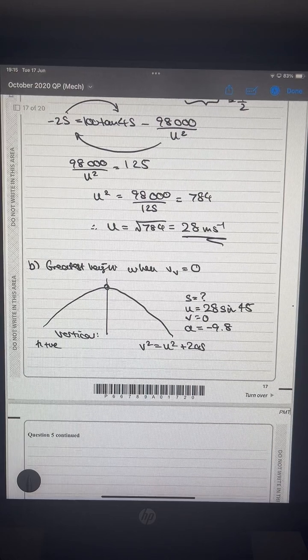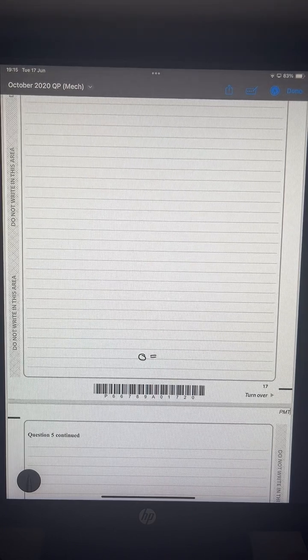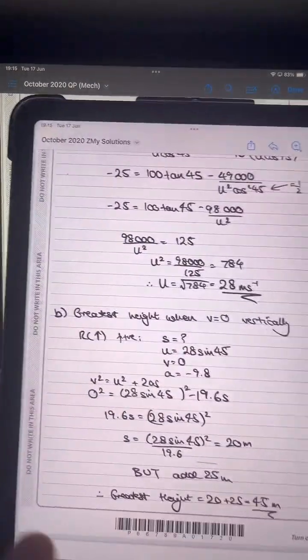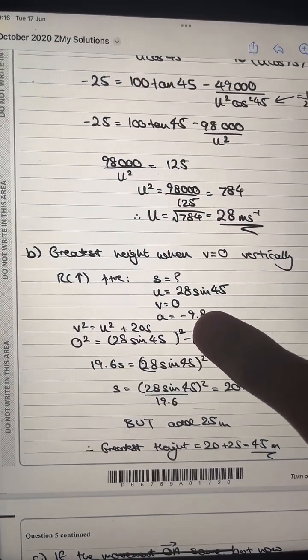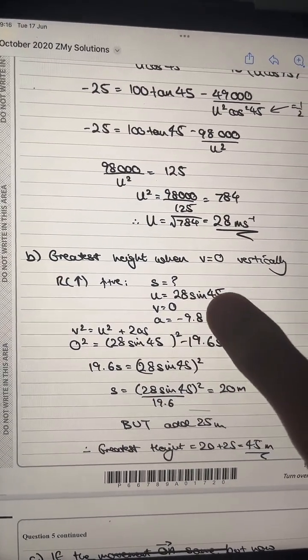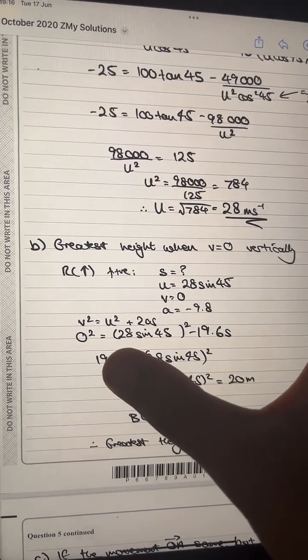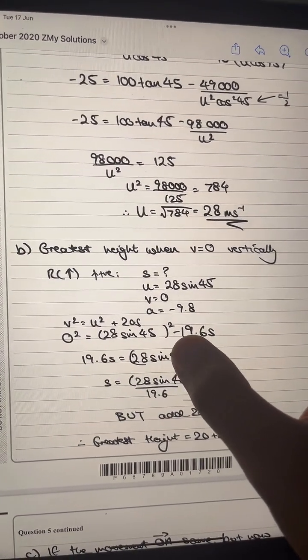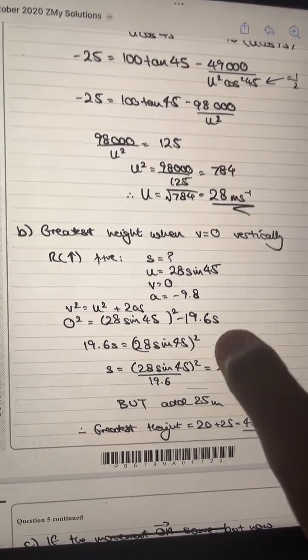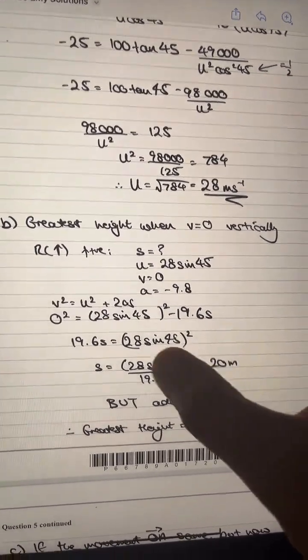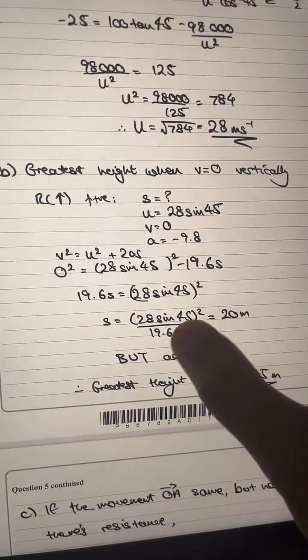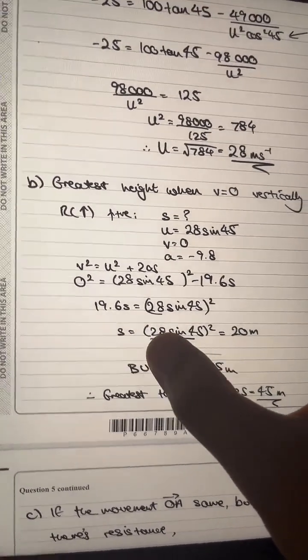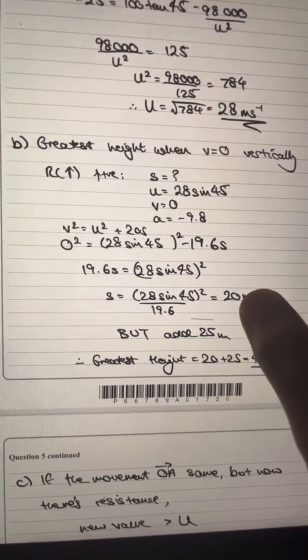If I plug in my values, I get 0 equals, oh great. This seems to happen quite frequently. Don't worry. So I've got V squared equals U squared plus 2AS. If I plug in my V, S, U, and A values, I get 0 equals that squared minus 19.6S. Sorry, that S looks like a 5. If I rearrange this by adding 19.6S onto the left side, I get this, and dividing through by 19.6, you get that. So I've just rearranged for the displacement, right? That's equal to 20 meters.